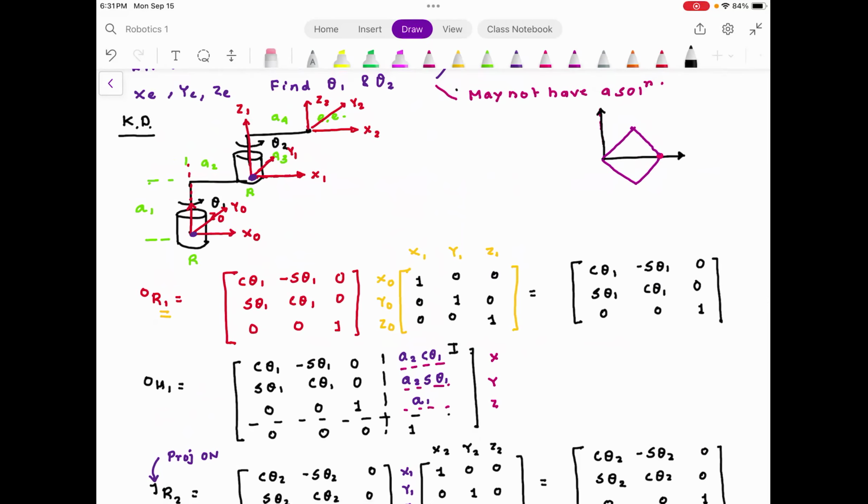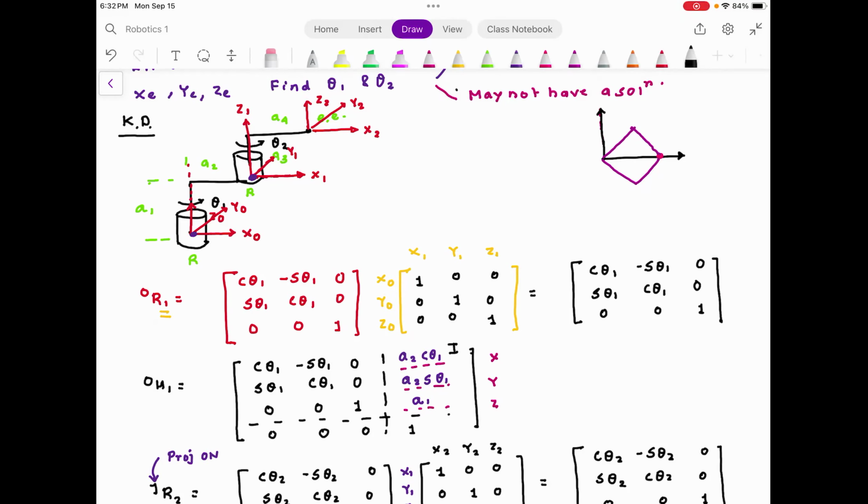I want you to pay very close attention, because in this particular case, what you need to assume is that the relationship should hold true for all the joint angles, which means whether theta 2 is 0, theta 2 is 90, theta 2 is 180, that relationship still holds true. Everyone understood this?